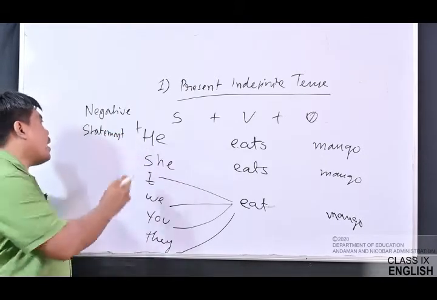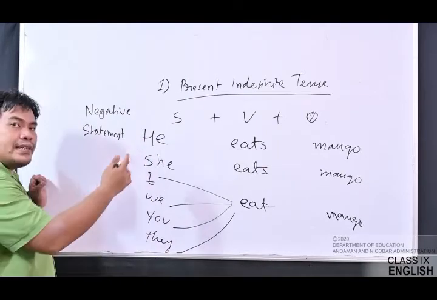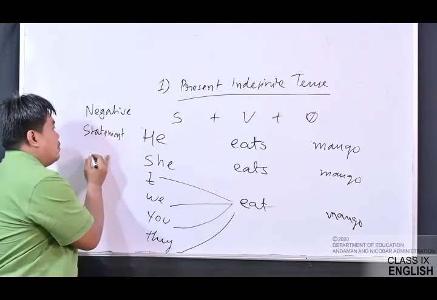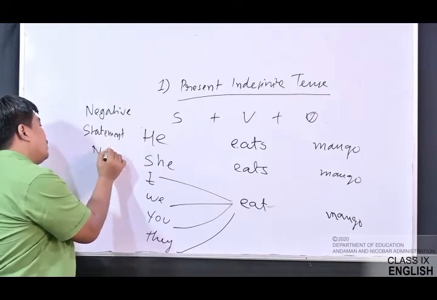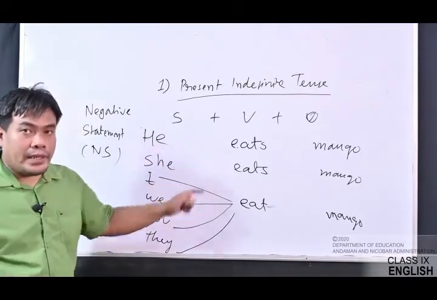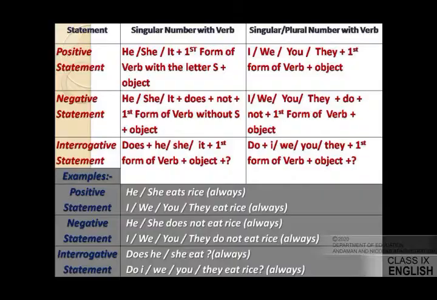Here, the sentences are just the same, but there are some slight changes in all those sentences, I'll tell you. You have to look at the table once more. Go to the negative statement column and just follow that singular number with verb. He, she, it, plus does, plus not, plus first form of verb without S, and plus object.